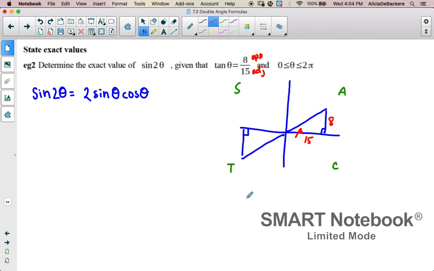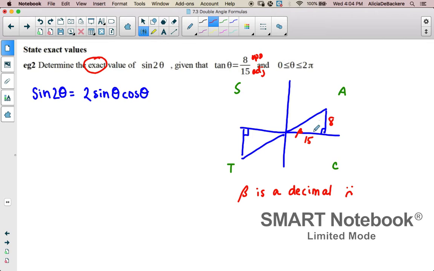Now when I look at this, beta is a decimal, right? Because I don't recognize this 8 over 15. This makes me kind of sad, because I want the exact value here. So I don't want to deal with decimal angles and then get decimal ratios.